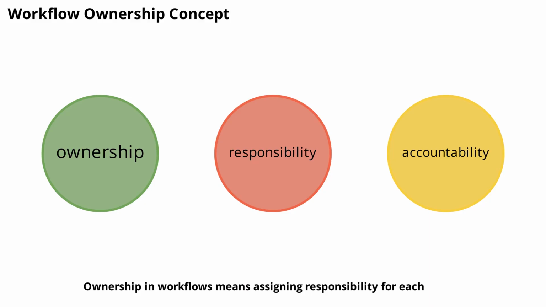Ownership in workflows means assigning responsibility for each task or stage to a specific person or team. This ensures accountability and prevents tasks from being overlooked. Clearly defined ownership is especially important in automated workflows, where tasks can move quickly between stages. Assigning ownership upfront keeps your team organized and your campaigns on track.